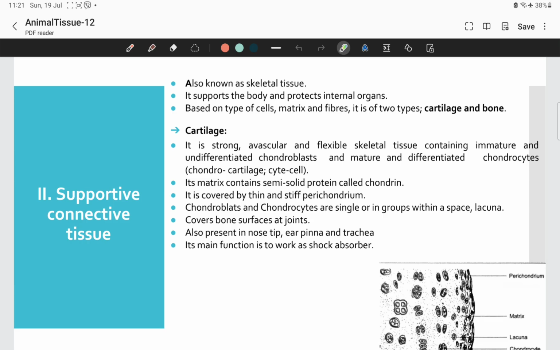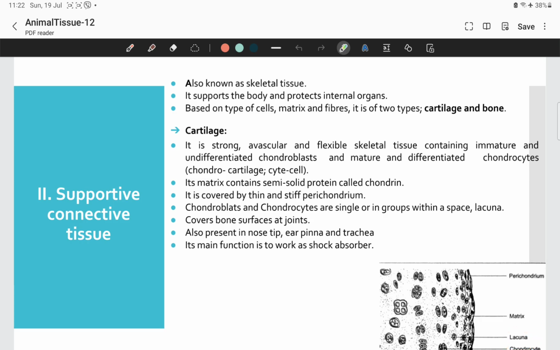Chondroblasts or chondrocytes lie singly or in groups. You can see here, in the space called lacuna. In some cases you can find only one cell, or in some cases you can find three. Here you have found four. So the number can vary. So the cells of cartilage, meaning chondroblasts or chondrocytes, lie either singly or in groups within a space present in the cartilage, and the space is called lacuna.